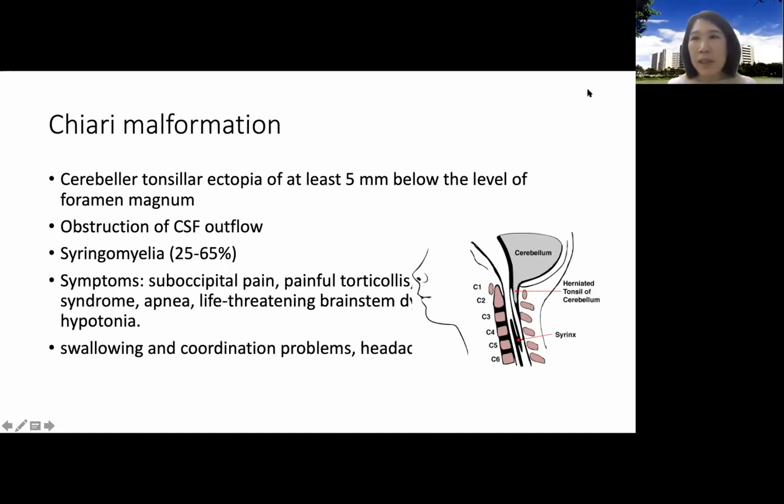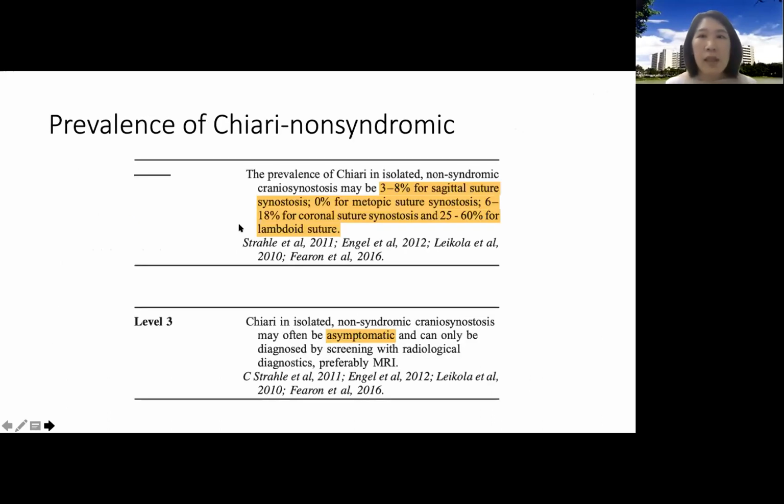So how about the Chiari malformation? They found that even with single suture synostosis, like sagittal suture, there's still a 3 to 8% incidence of Chiari malformation. If it is lambdoid, then it's around 25 to 60%.